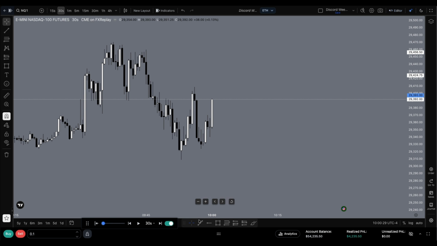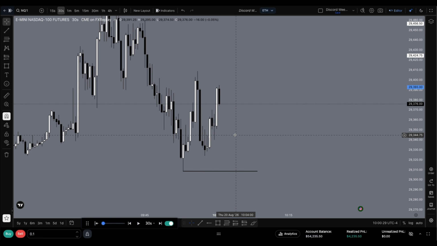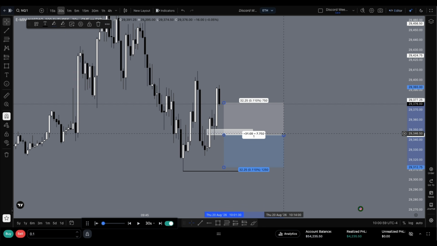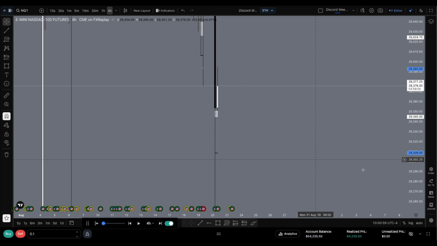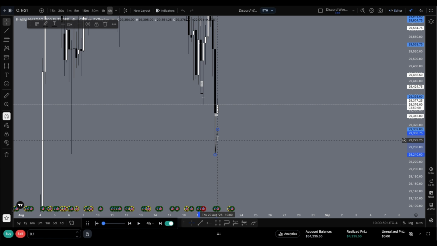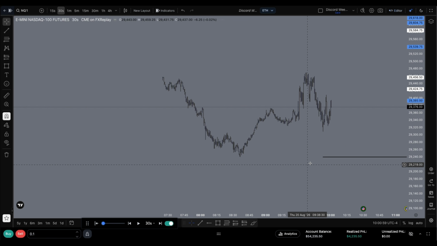Okay, it is currently 10 a.m. We have this here. Here's our 6 a.m. low. Yeah, I'll probably take this. Wait, hang on. Wait, that's not even our 6 a.m. low. This is our 6 a.m. low. Almost got it wrong there. So ignore that. Our 6 a.m. low is this low here.